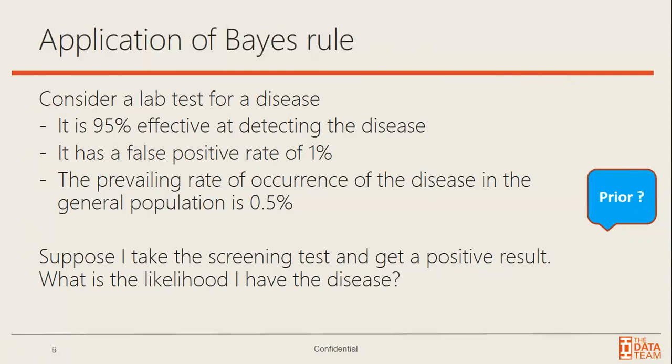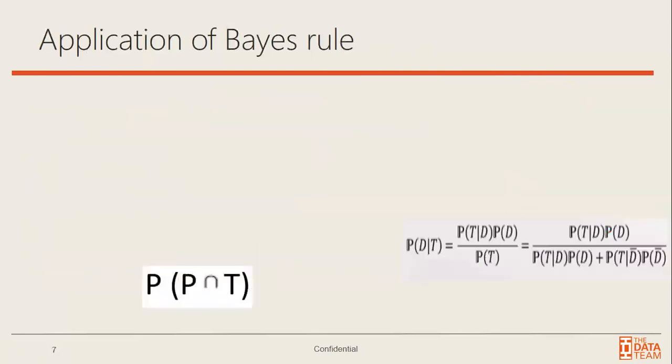Let's look at this example in computation. Do you remember the Bayes rule? I hope so. If you want to compute the probability of one event, D, given that an event T has happened, then this is the right-hand side expression. The probability of T given D times the probability of D, divided by the probability of T.